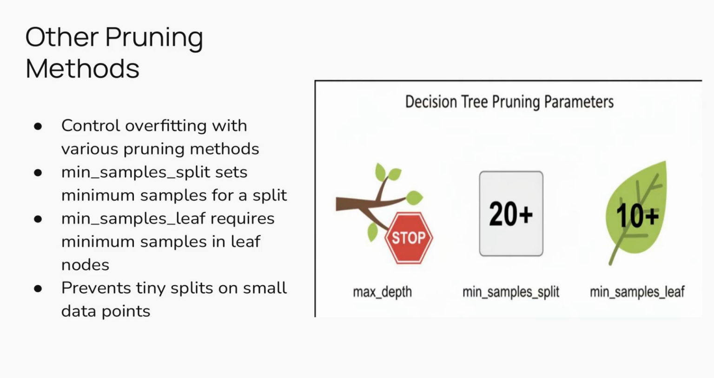Besides max depth, we have other tools. We can set min samples split. This tells the tree, don't even bother splitting a node unless it has at least 20 samples in it. This stops it from splitting on a tiny group of 3. We can also set min samples leaf. This says your final leaf nodes must have at least 10 samples in them. All these rules work together to stop the tree from memorizing and force it to find general patterns.